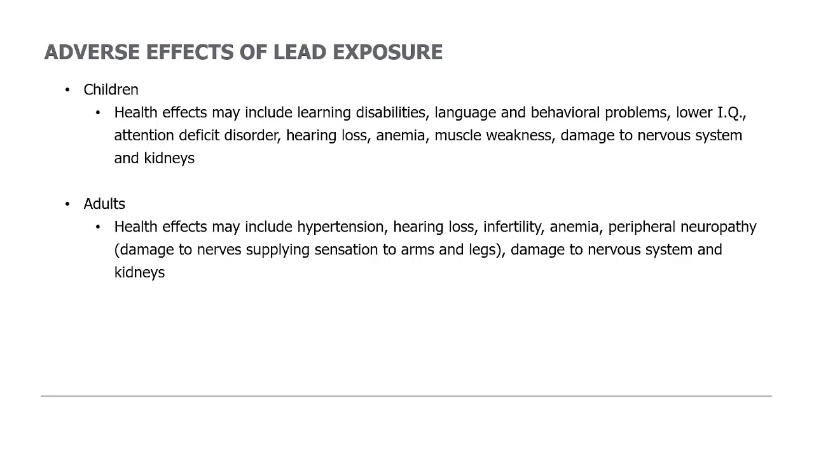Here's some adverse effects of lead exposure in children. It can really affect children's learning, causing learning disabilities, language and behavioral problems. It can lower their IQ, cause attention deficit disorder, hearing loss, anemia, muscle weakness, damage to the nervous system and kidneys. In adults, it's a little bit different, but similar again, including hypertension, hearing loss, infertility, anemia, and damage to the nervous system and kidneys.